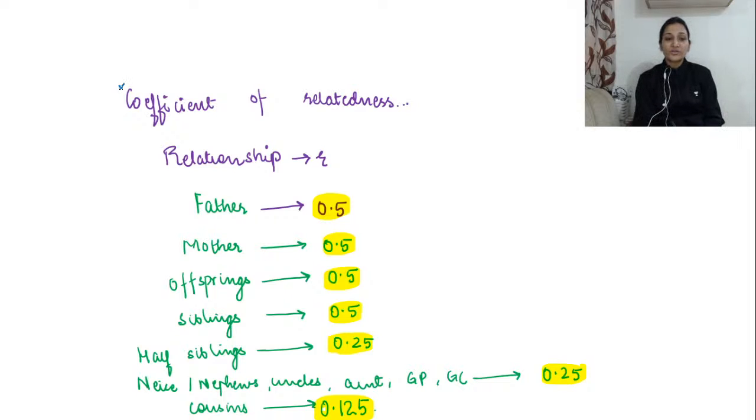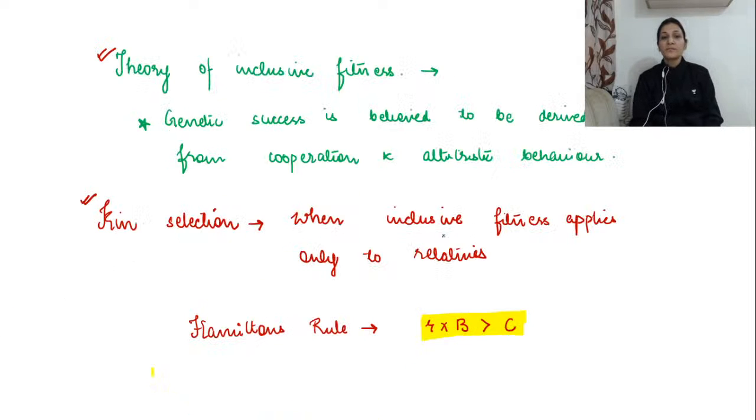So we have seen the coefficient of relatedness, which you should not forget. For father it is 0.5, for mother it is 0.5, offspring 0.5, sibling and half sibling 0.5 and 0.25 respectively, nieces, nephews, uncles, aunts, grandparents, grandchildren it is 0.25, cousins it is 0.125. Then the theory of inclusive fitness says that genetic success is believed to be derived from cooperation and altruistic behavior, and the rule says that R into B, that is the relatedness into the benefit, should be greater than cost.